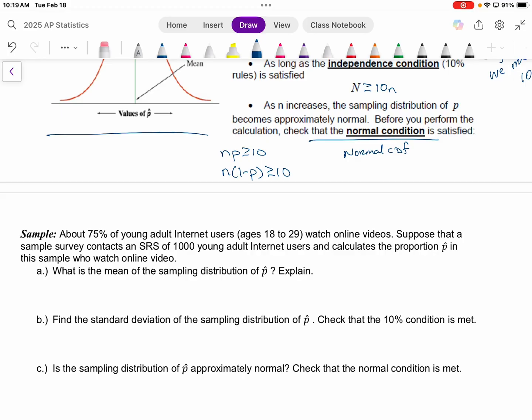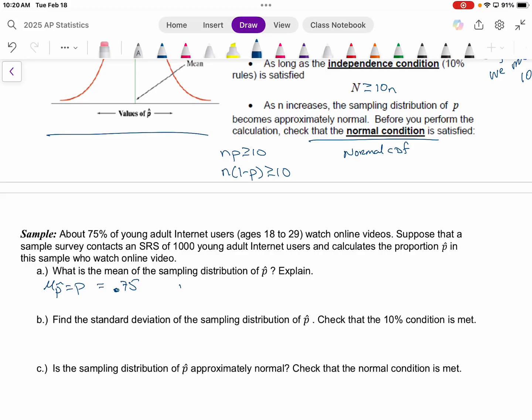About 75% of young adult internet users age 18 to 29 watch online videos. Suppose that a sample survey contacts a simple random sample of 1,000 young adult internet users and calculates the proportion p hat in this sample who watch online videos. What is the mean of the sampling distribution of p hat? We know from up above that the mean of p hat is equal to p. So what is our population proportion? 75%, so 0.75.